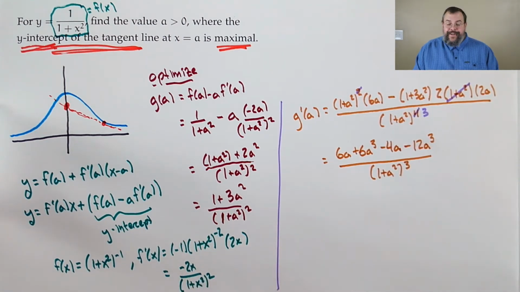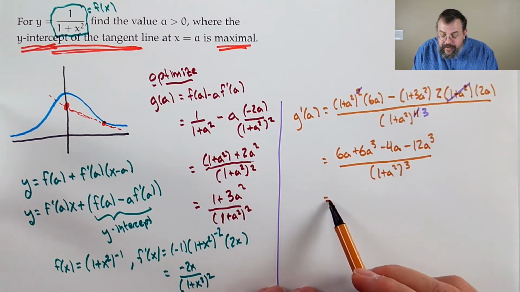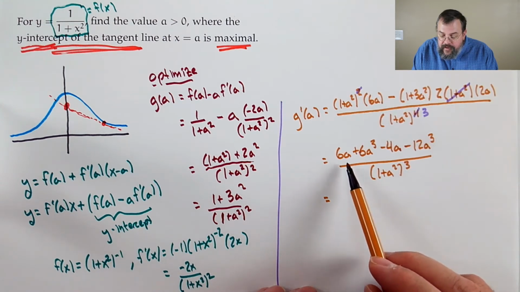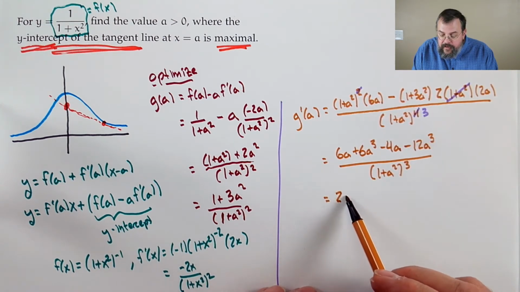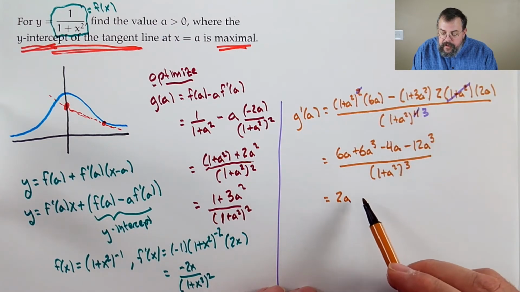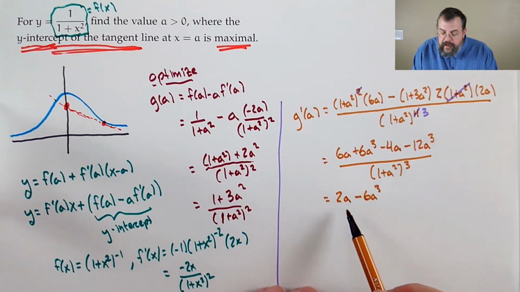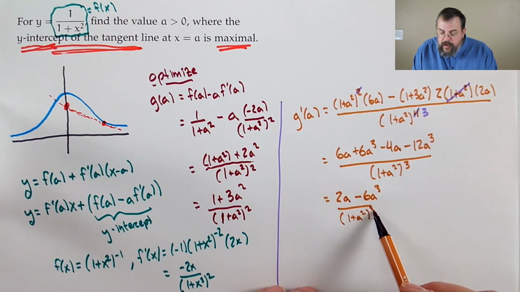All right, good. Okay, now, we're getting closer. I can feel it. We're almost there. It's exciting. Okay, 6a subtract 4a is 2a. 6a cubed subtract 12a cubed is minus 6a cubed. And downstairs, we'll get 1 plus a squared quantity cubed.